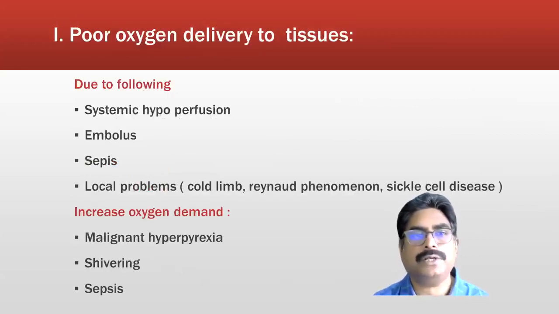Then there is poor oxygen delivery to the tissues. So there is a disparity between demand and supply. Supply is reduced in the case of systemic hypoperfusion, embolus, sepsis, and local problems like cold limb, Raynaud's phenomenon, and sickle cell disease. Oxygen demand is increased in malignant hyperpyrexia, shivering, and sepsis.